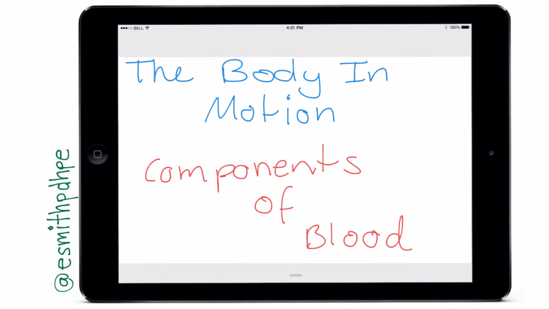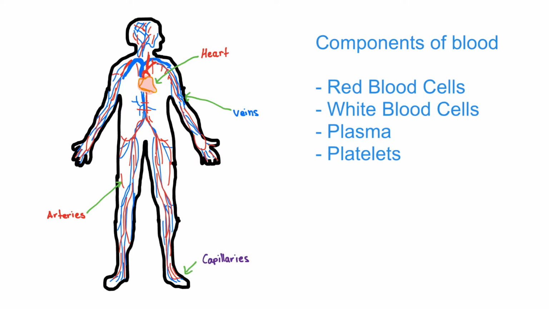Welcome back everybody. Today in Smitty's Learning Room we're going to continue looking at the body in motion, but now having a look at the circulatory system and specifically the components of blood. Oxygen and food that is constantly needed by our body is provided in the blood. Blood flows continuously around our body from the heart to the cells and then returns to the heart again.